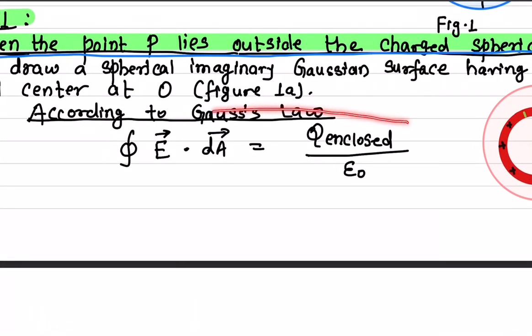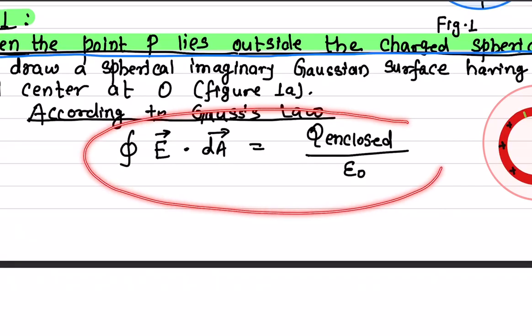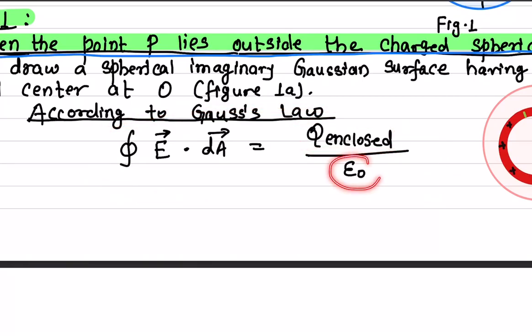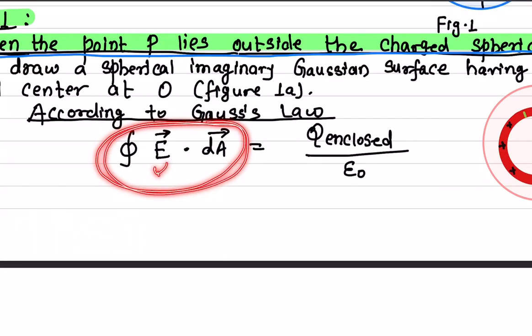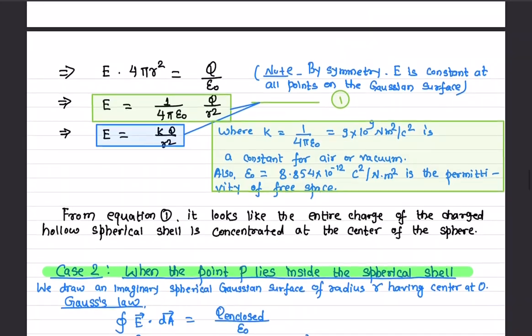So what does the Gauss law tell you? The Gauss law tells you the total electric flux passing through a closed surface is equal to Q enclosed divided by the permittivity of the medium, or epsilon naught. This is the Gauss law. Now our goal is to evaluate this integral. Again, remember what is E? E is the electric field and dA is the elementary area.